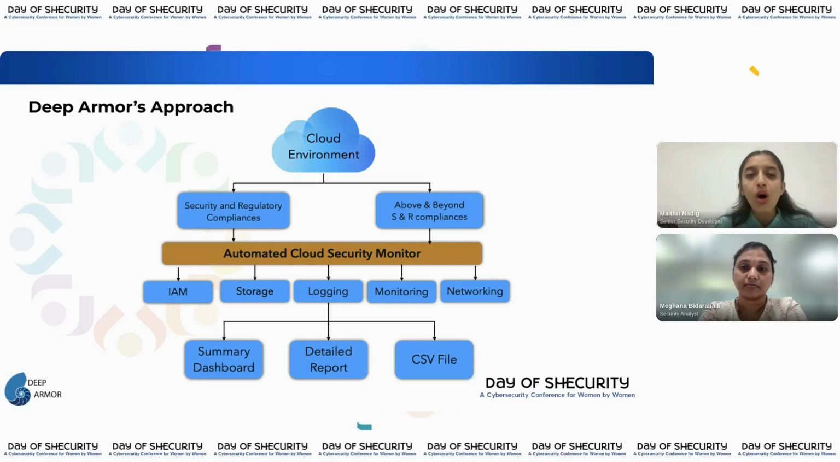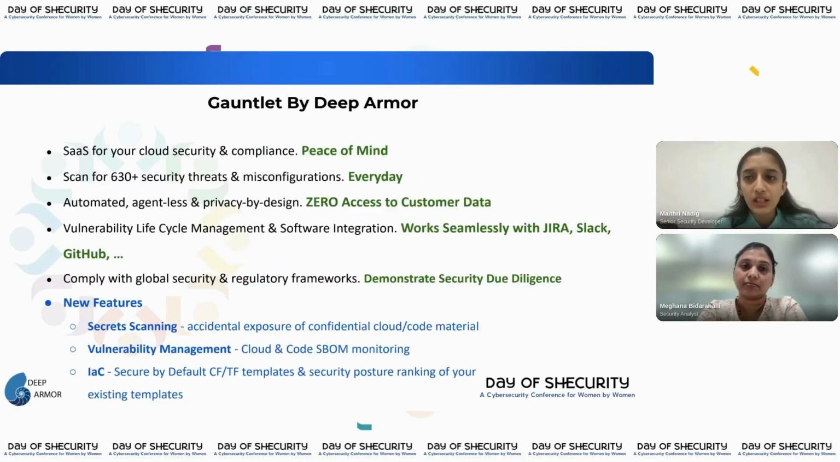We go through all the sections in your cloud, that can be your identity, your storage, your monitoring, and your networking, such as your open ports, security groups, etc., and provide you with a summary dashboard, a detailed report on your current scan, and also a CSV file that you can push to any bug tracking tool like Jira or Jenkins. So we did this to make sure that your cloud security is compliant and secure at the same time.